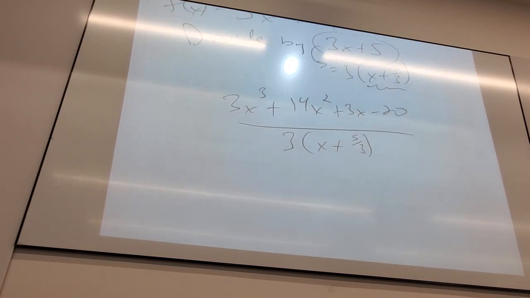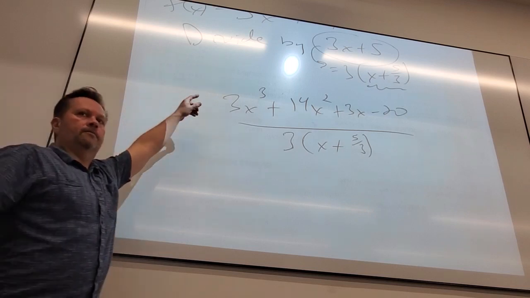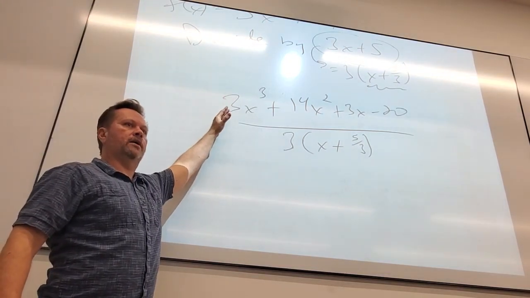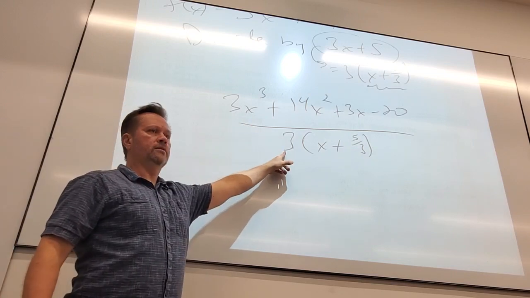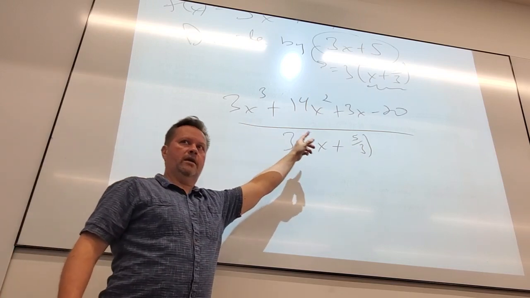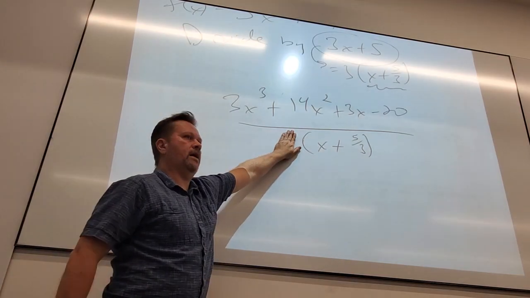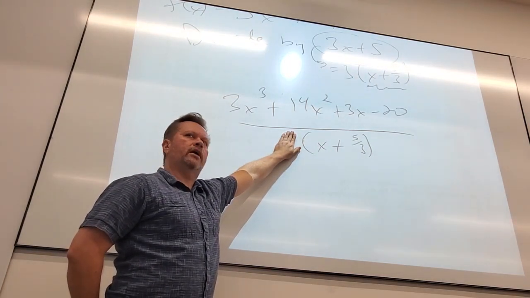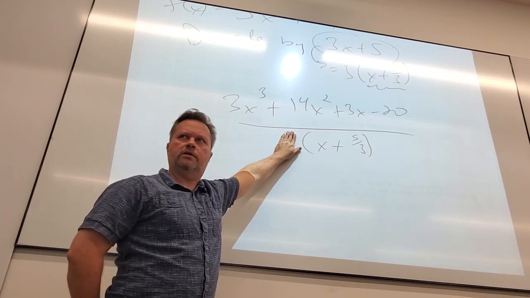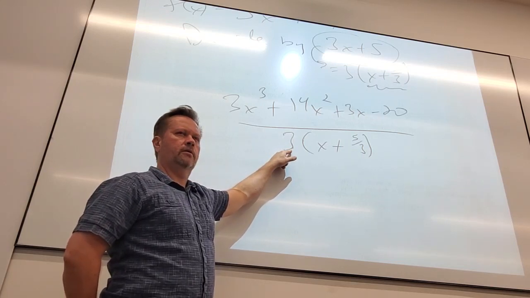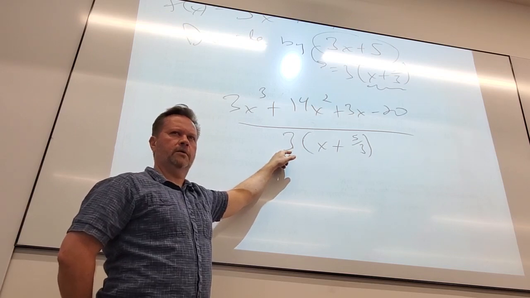So what two things do I need to divide this by? What two things does this want me to divide by? Divided by 3. And x plus 5 thirds. So I'm going to divide it by that, and then whatever I get, I'm going to divide each piece by 3. I'm going to do both, right? You guys kind of with me?